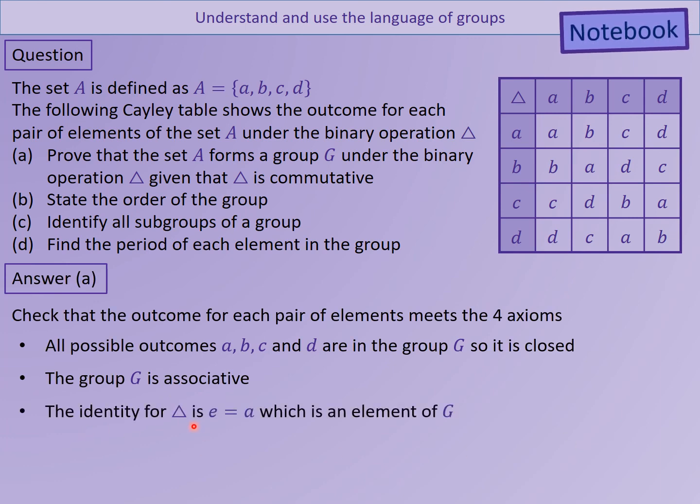Right, the identity for it is going to be the one that doesn't change. So look, AA is A, AB is B, AC is C. So therefore A is the identity. Works the same. You're looking for the columns and the rows which are the same as the original set.